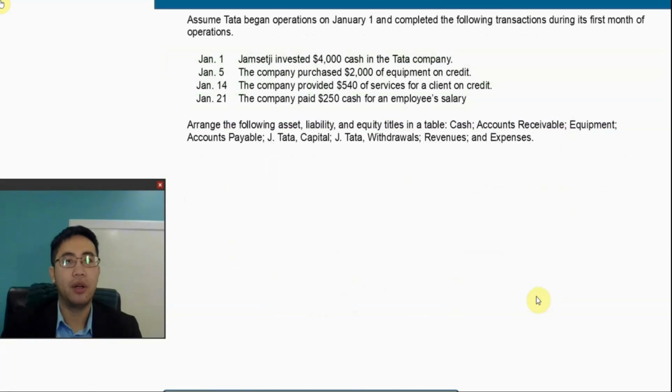All right, so that basically was an introduction of the basic accounting equation. And here we have some exercise for you to do. A person just invested $4,000 cash in a company, and then the company purchased $2,000 equipment on credit, and then the company provided services for a client on credit, and then the company paid $250 cash for an employee's salary.